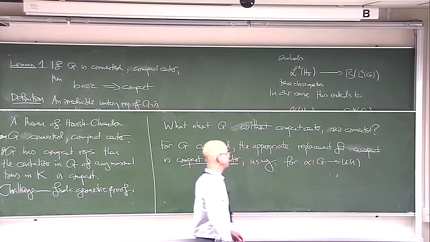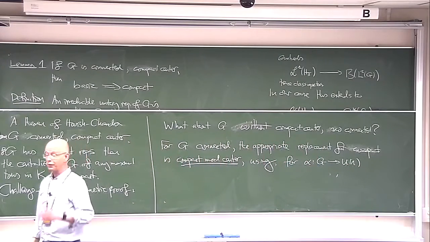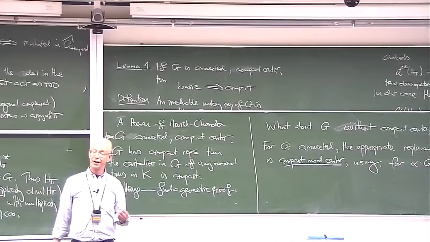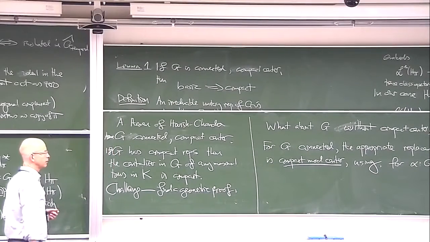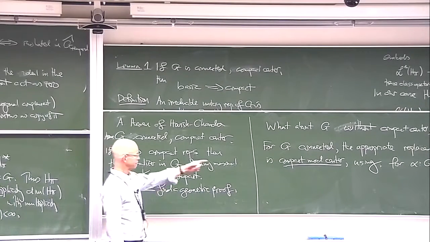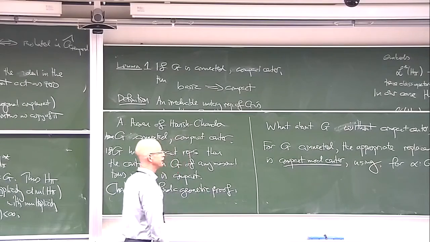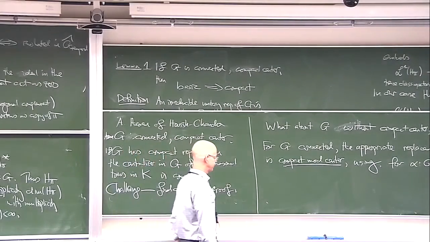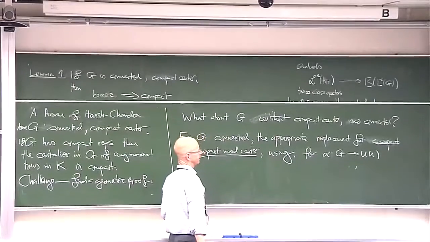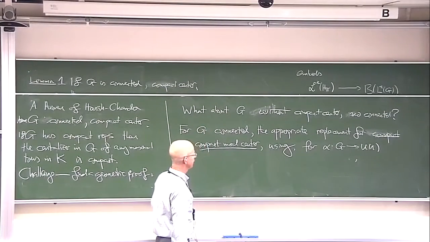Suppose I have a homomorphism from alpha into the one-by-one unitary matrices. If I have a group with compact center, it may still have such homomorphisms, but it's not likely to have very many. But here is what I should like to do.